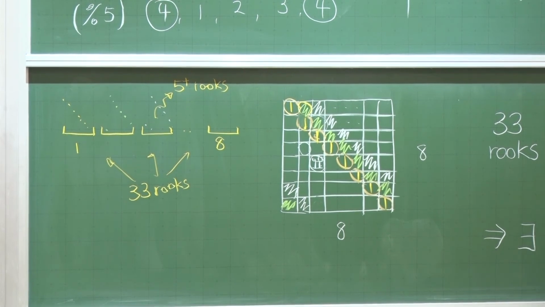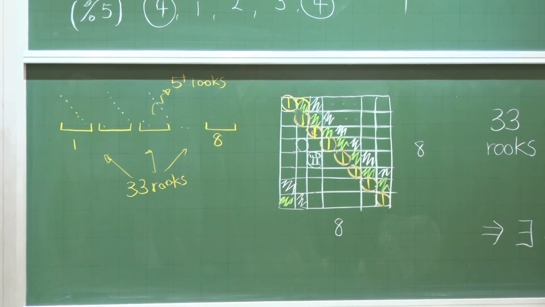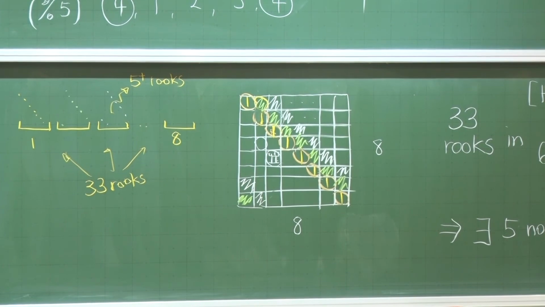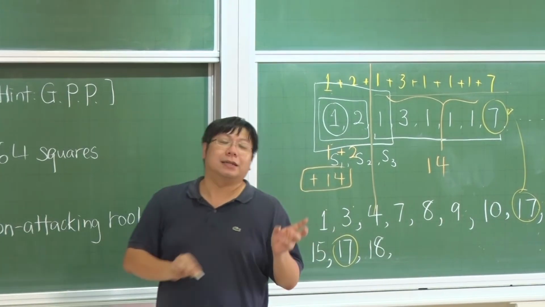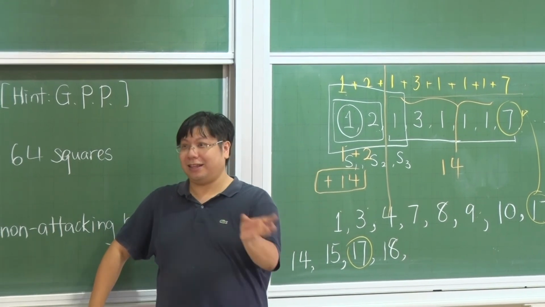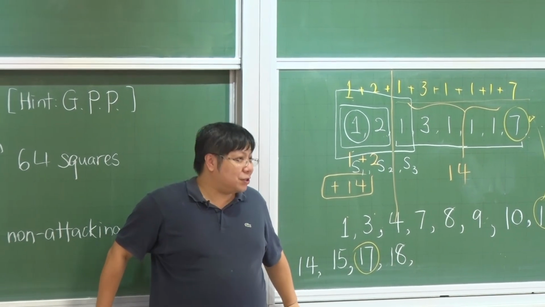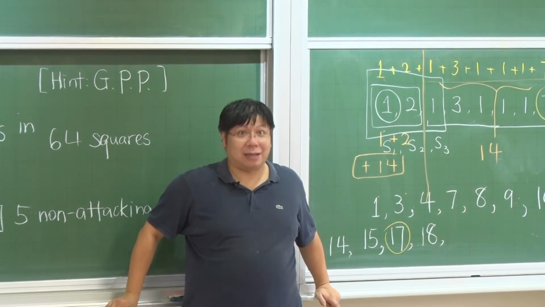33 rooks, 8 holes, one of them must contain 5 or more. So you can have 5 or more rooks not attacking each other. That's it. Pigeonhole principle usually helps us to get a very simple proof. But the most difficult part is how do you get the holes and how do you get the pigeons? Usually the pigeons are easy to find. The number of holes is easy to guess.